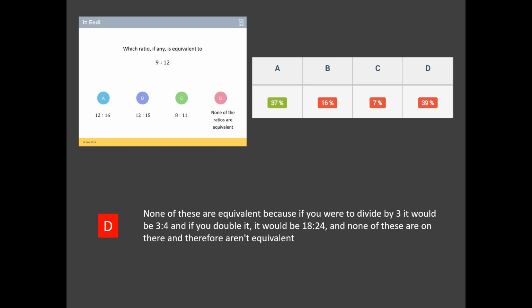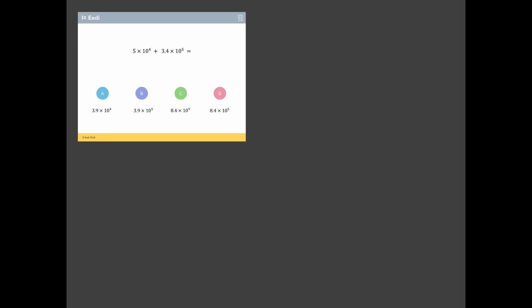Okay, how did you get on with that one? Don't worry about it if you struggled. Thousands of other students struggled, but at least we've seen it now. Okay. Here's the next one. So this is the second least worst answered question. And it is standard form.